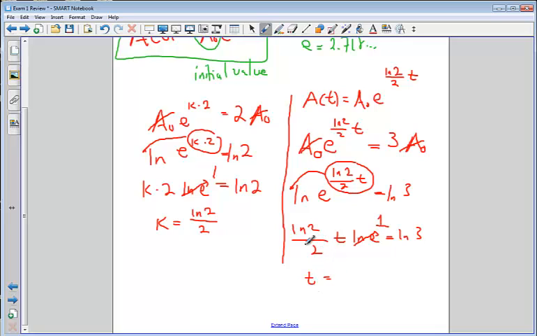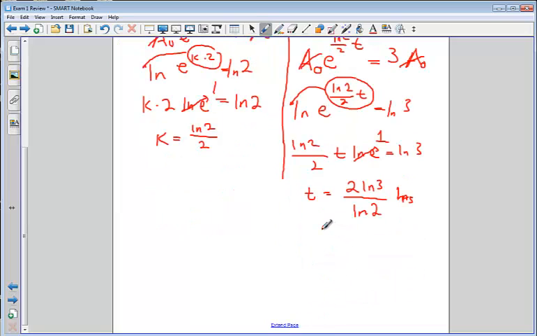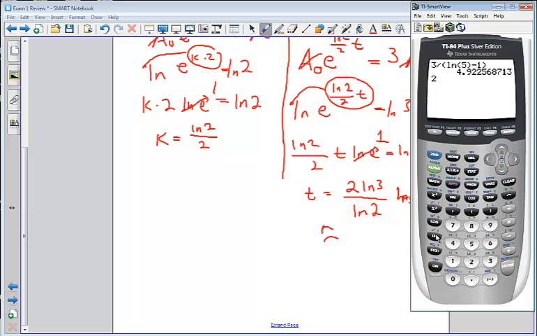So t is going to equal, since I'm dividing by 2, to move it over I multiply by 2, so 2 times ln of 3. Since I'm multiplying by ln of 2, to move it over I do the inverse, the opposite, so divide by ln of 2. And so that's my time in hours. I can figure out what this is approximately with my calculator if I want to. So let's take my calculator and do 2 ln of 3 divided by ln of 2. And I get about 3 hours to triple.